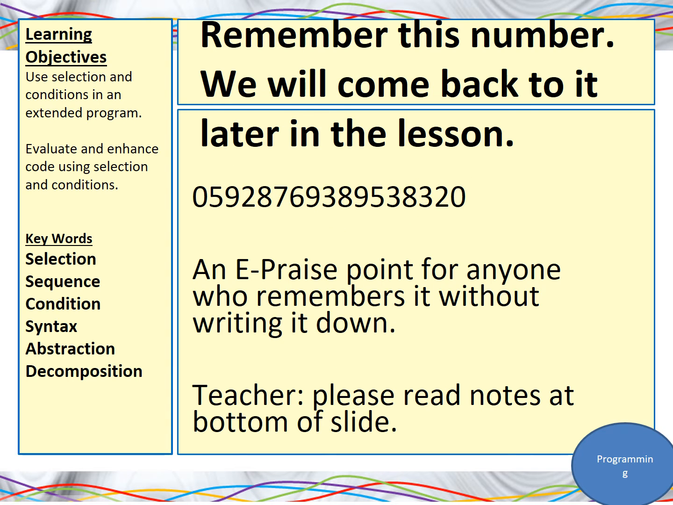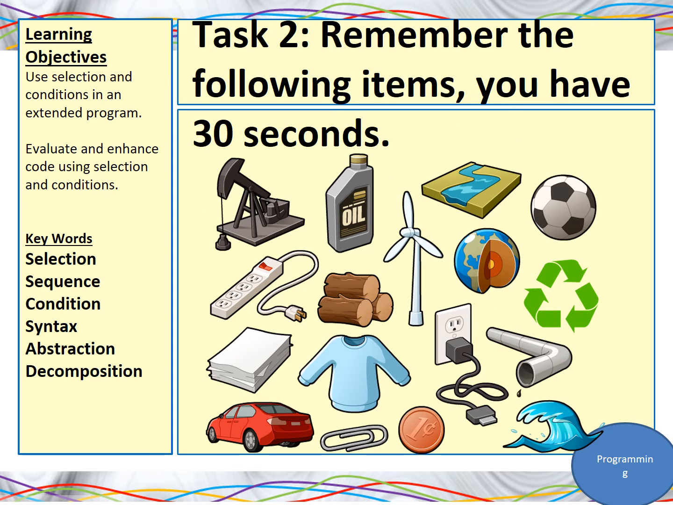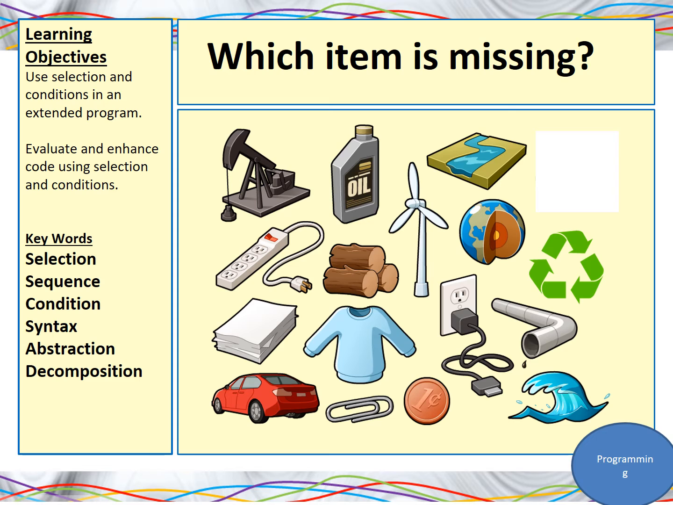So what I want you to do is try and remember this number. We're going to use this number and try and remember it at some point in the lesson. I'm now going to put this on the board for 30 seconds. Try and remember, and we're going to see which item is missing. Can you guess which item was missing? It was a football. Now I've only done that to try and distract you a little bit.